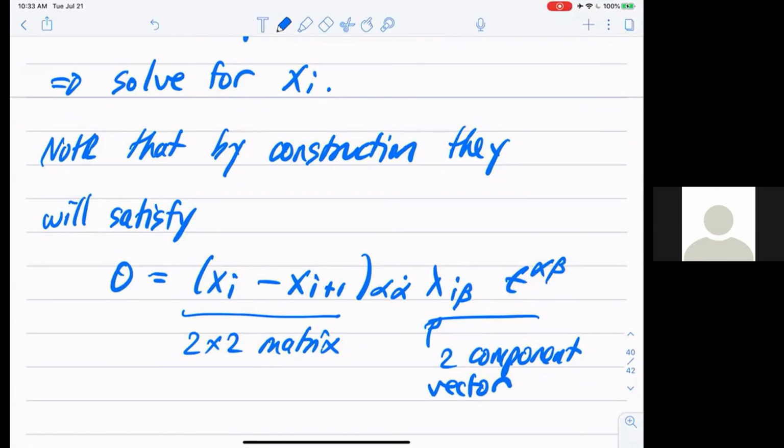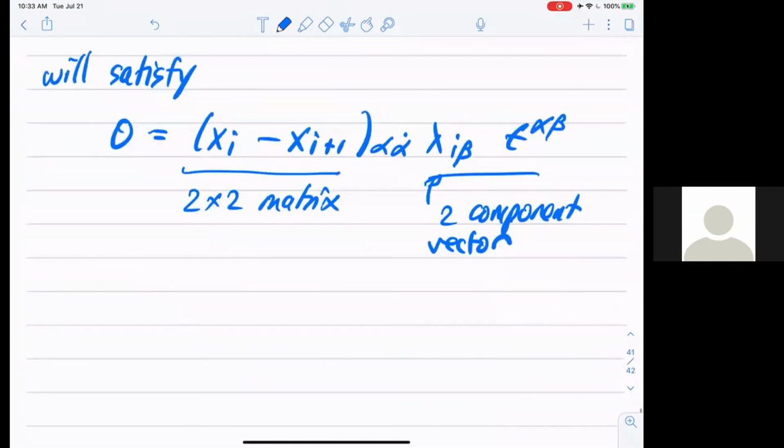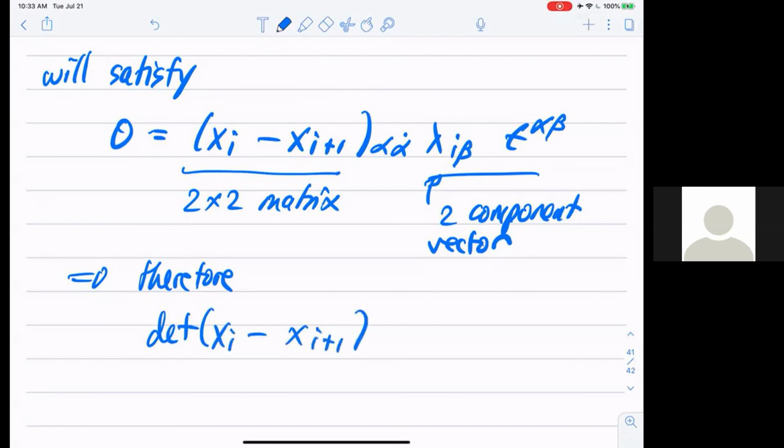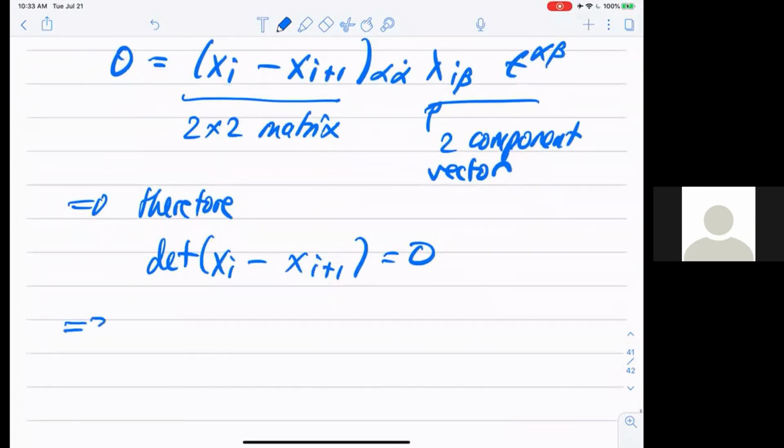That means that the 2x2 matrix can't have full rank. It must have less than maximal rank. In particular, in this case, it must have determinant zero. Therefore, the determinant of xi minus xi plus one is zero, which means that xi and xi plus one are null separated.